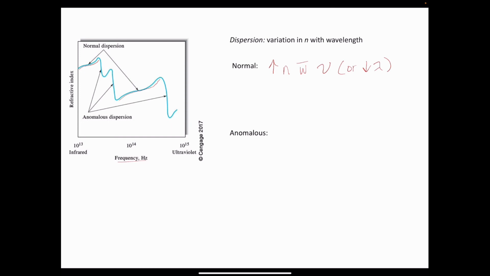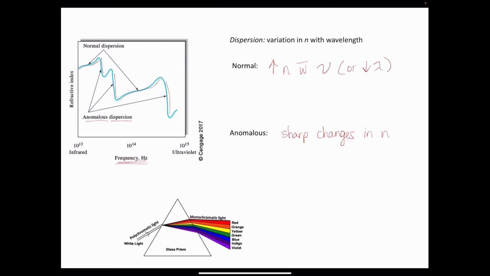However, you can also have anomalous dispersion, which is just sharp changes in the refractive index, and this is due to absorption of those energies by the material in question. And so here you can see some cases of anomalous dispersion where there's these really sharp changes in the refractive index in a very small frequency range. Now you may think, well, why would you ever want anything to be anomalous? But this becomes important for things like prisms, where you want the material to be highly frequency dependent.